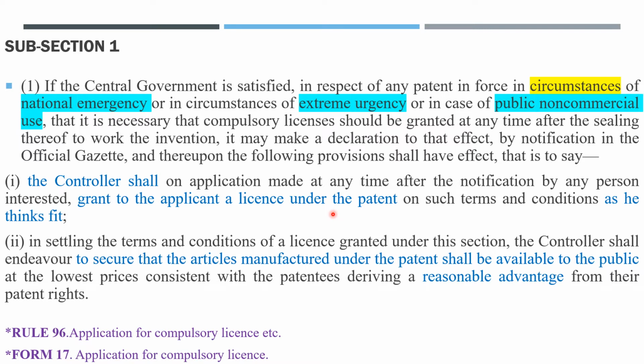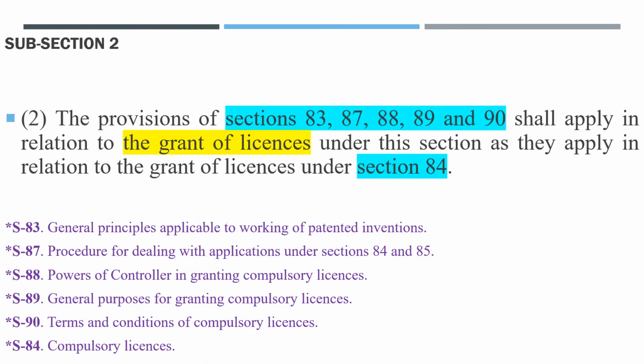So this way, friends, subsection 1 is pretty much clear, I hope. So let us proceed. Subsection 2 says, the provisions of sections 83, 87, 88, 89 and 90 shall apply in relation to the grant of licenses under this section as they apply in relation to the grant of licenses under section 84.